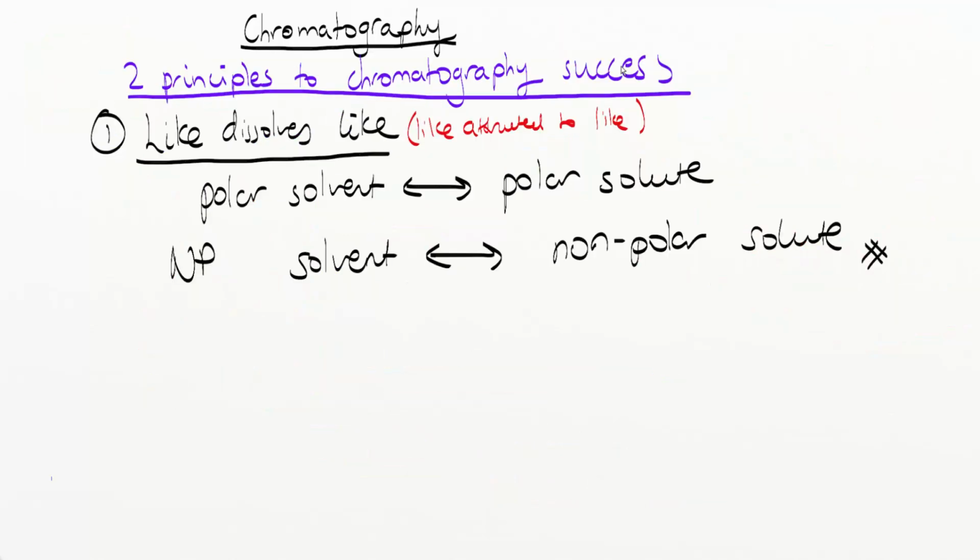Let's look at two principles to chromatography success. The first one is that like dissolves like. This means like is attracted to like. If I have a polar solvent, it will be able to dissolve a polar solute. Something polar will dissolve another polar thing, and likewise a non-polar thing will dissolve a non-polar thing. This also means that a polar substance is attracted to another polar substance, and a non-polar substance is attracted to a non-polar substance.